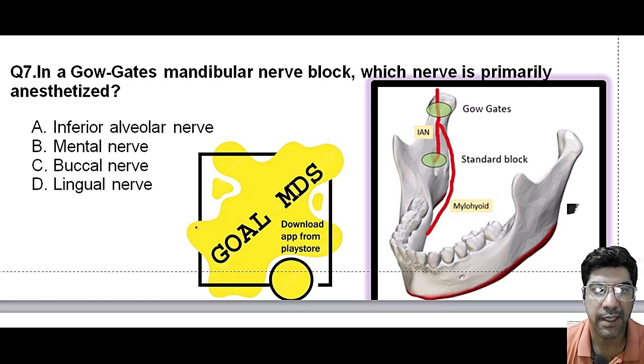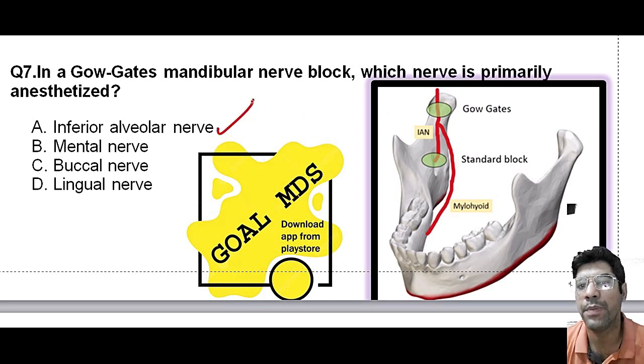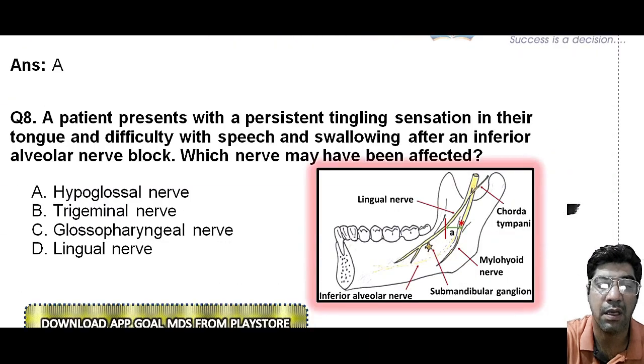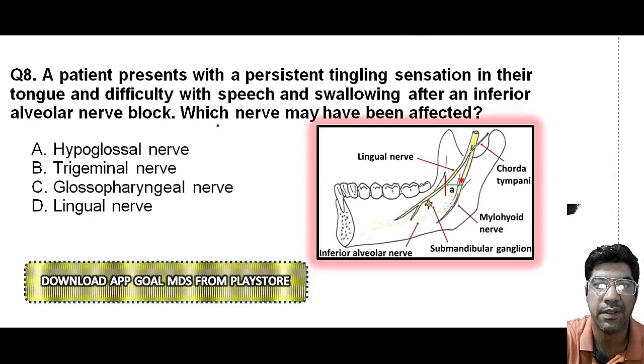So the Gow-Gates technique does not anesthetize only the inferior alveolar nerve, but it also anesthetizes the other branches of the mandibular nerve like the lingual, buccal, and mylohyoid nerves. That results in more comprehensive numbness in the lower jaw, teeth and the surrounding soft tissues. So the primary nerve anesthetized is the inferior alveolar nerve.